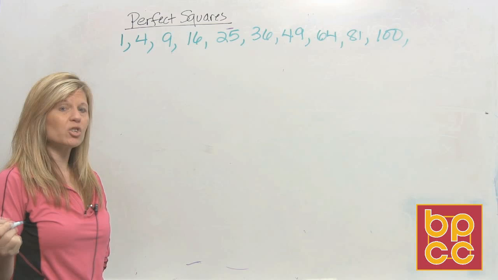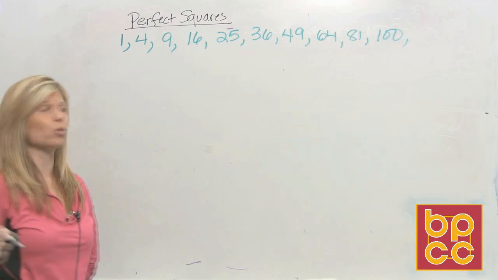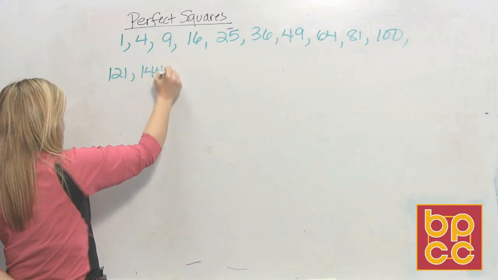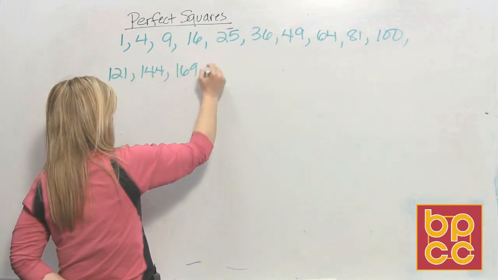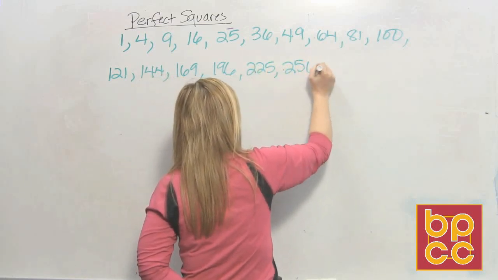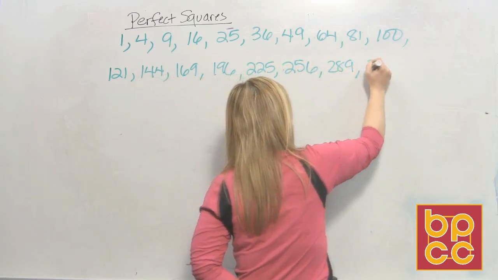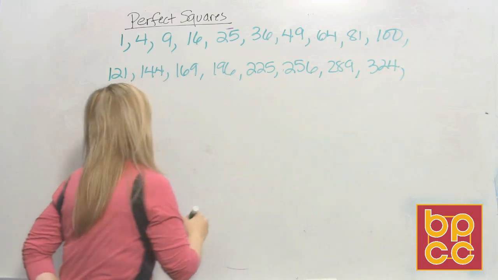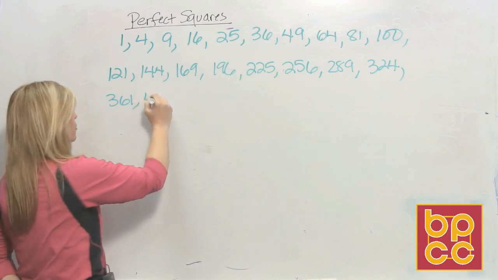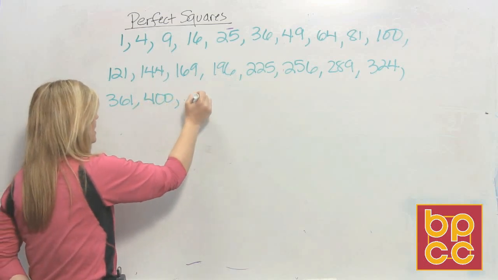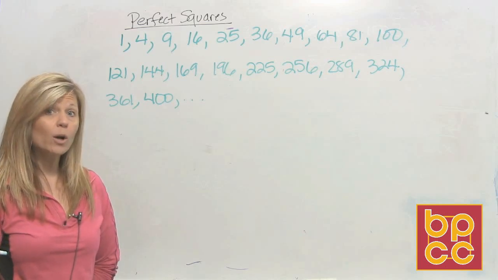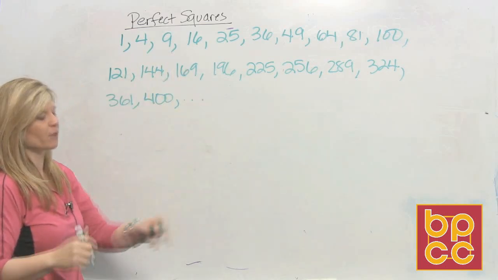But for our work in this chapter, we need to go a little bit higher. We're going to list the first 20. So 11 times 11 is 121. 12 times 12 is 144. Then it goes 169, 196, 225, 256, 289, 324, 361. 20 times 20 is 400. And then I'm going to put a dot dot dot just to indicate that that list can go on forever. But as far as our work in the chapter, we're going to work with the first 20 perfect squares.